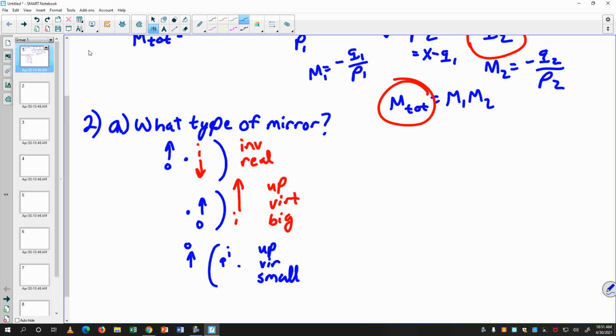So I ask you what type of mirror. And then I'll ask you B in this problem. What is it I asked you? I think I asked you, what is the image distance?